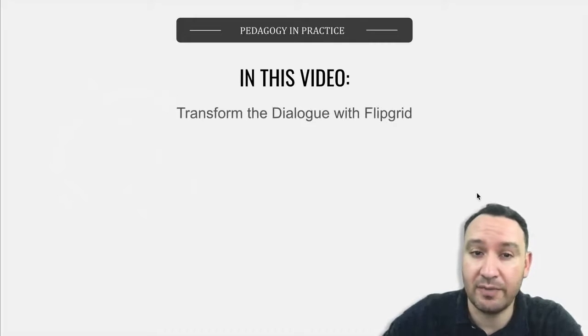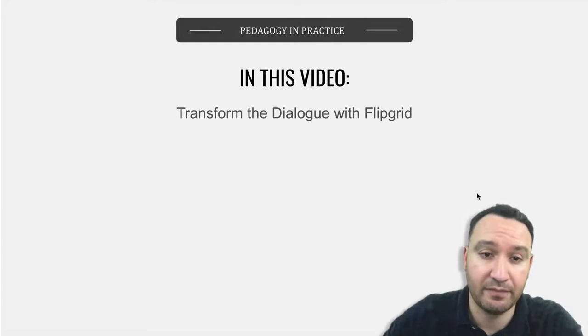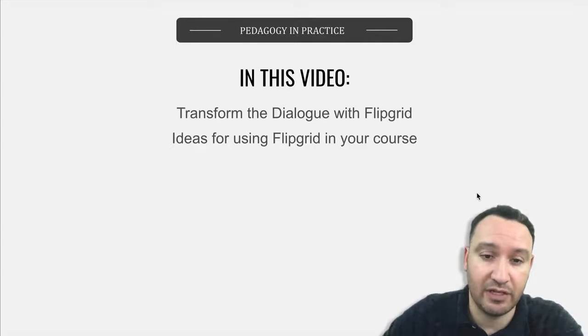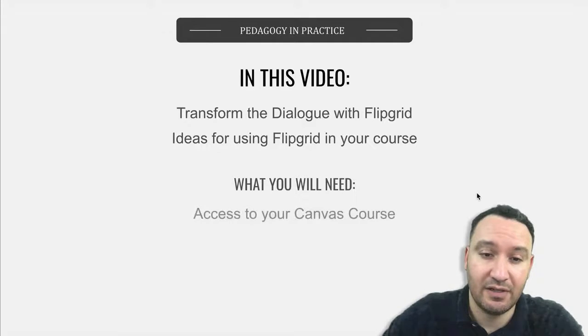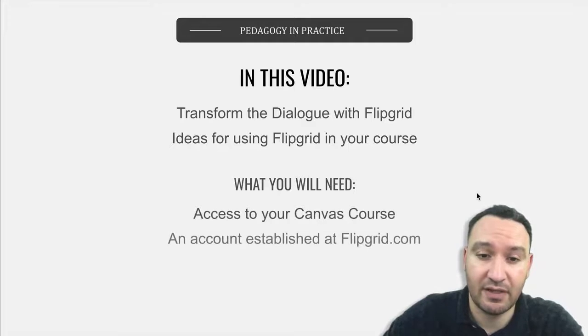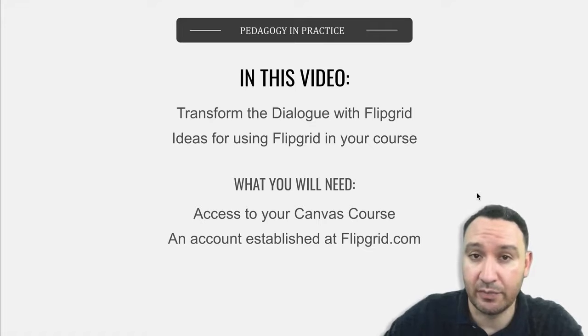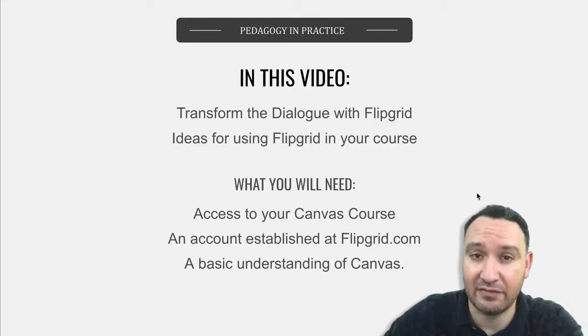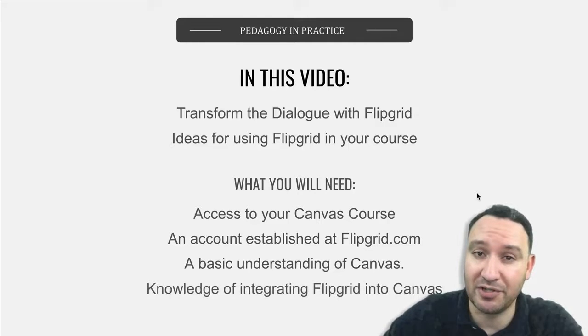First, we're going to talk about transforming the dialogue using FlipGrid, and we're also going to cover some ideas of how you can use FlipGrid in your course. Now, in order to do anything we have in the video, what you're going to need is access to a Canvas course. You're going to need to establish your account at flipgrid.com using your Bakersfield College email address. You're going to need to have a basic understanding of Canvas, and of course, you need to know what our first video covers, which is knowledge of integrating FlipGrid into Canvas. And with that said, let's go ahead and get right into it.